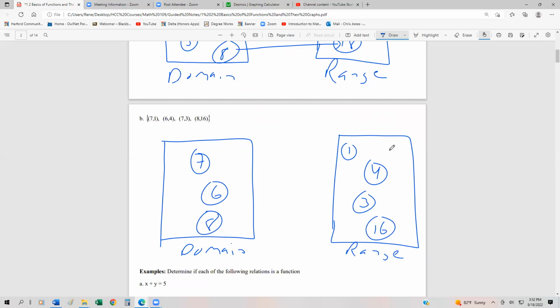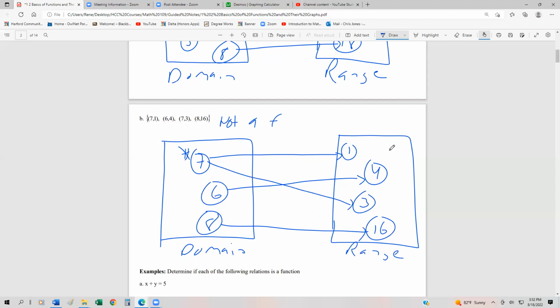We said that a 7 is going to point to a 1. We said a 6 is going to point to a 4. But then we also say 7 is going to point to 3, and then 8 is going to map to 16. And I want you to notice right here that this value 7 has two outputs. If you ever have an input that has two outputs, that is not a function. So we're going to say that this is not a function, since 7 has two distinct outputs.